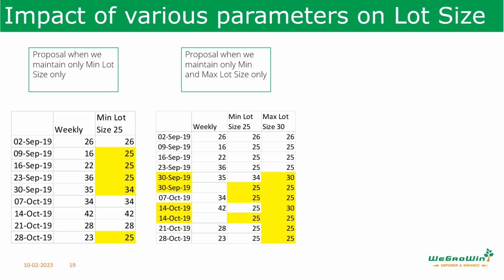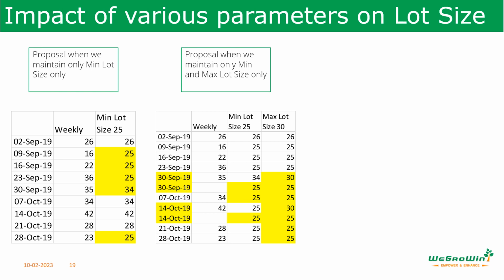And then when we maintain the minimum lot size and maximum lot size, we are putting one more restriction, the maximum lot size. So here we are putting the minimum lot size and the maximum it can give is only 30. What will happen now on the 30th September date is that for the requirement of 34, the system will give only 30 because the maximum is defined as 30. For the remaining, the system will give another minimum proposal of 25. Like that, the system will do the minimum and also consider the maximum. Why are we defining the maximum?